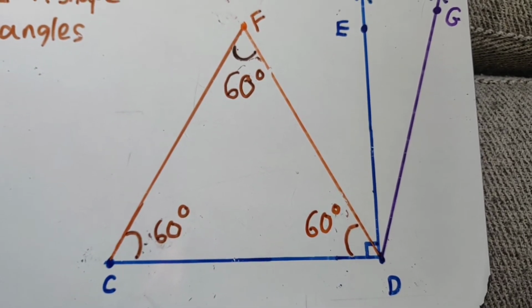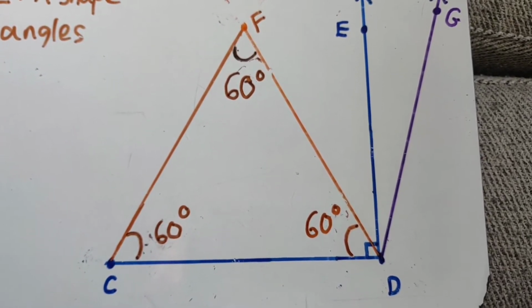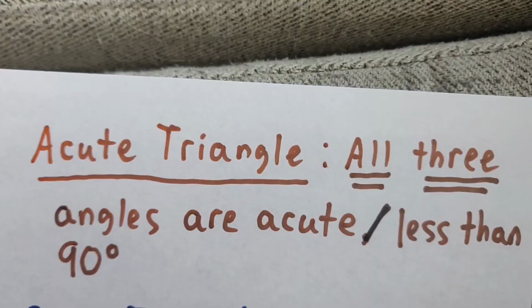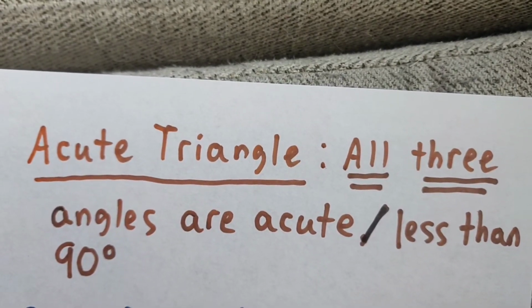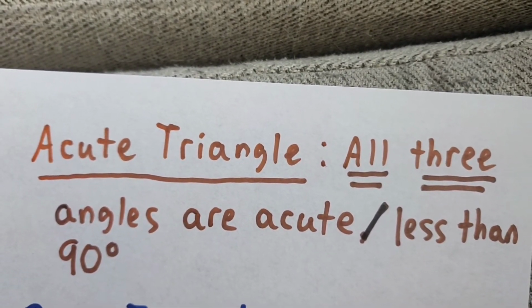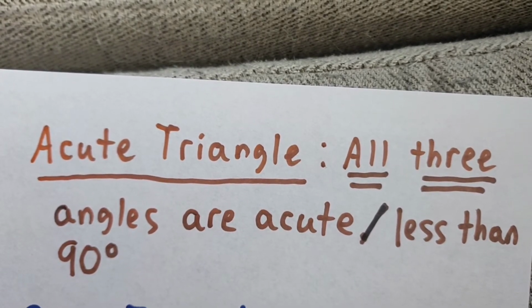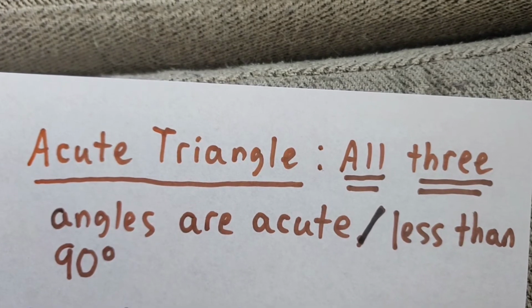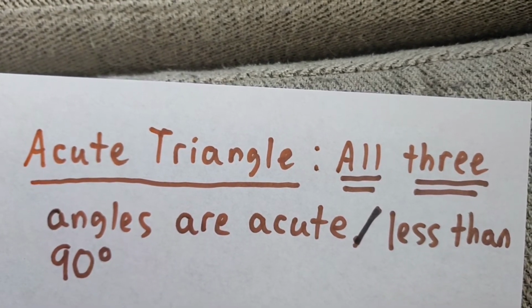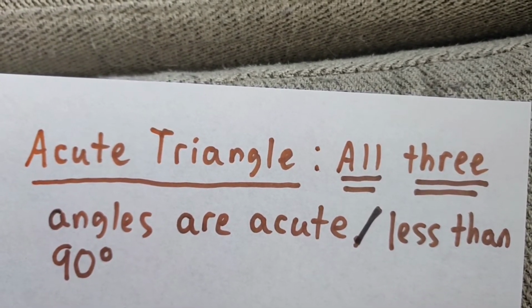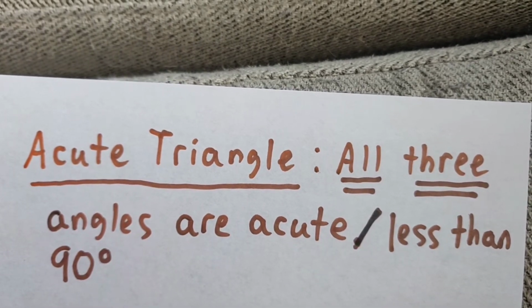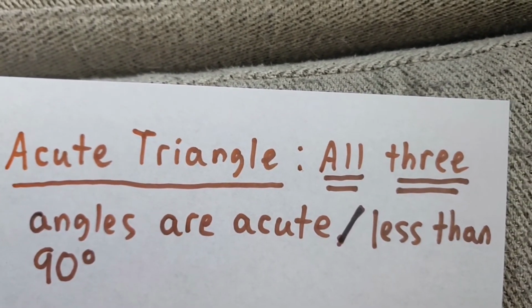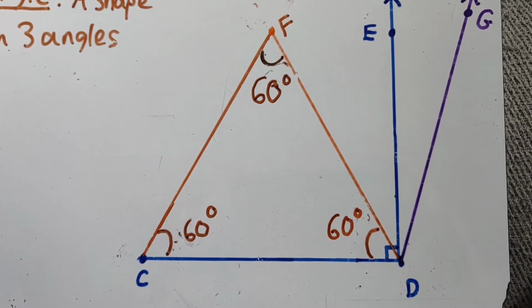And when we have three acute angles in a triangle, we call that an acute triangle. An acute triangle means that all three angles are acute, or in other words, all three are less than 90 degrees. And in this case, each is 60 degrees, so each is less than 90 degrees, and this is an acute triangle.